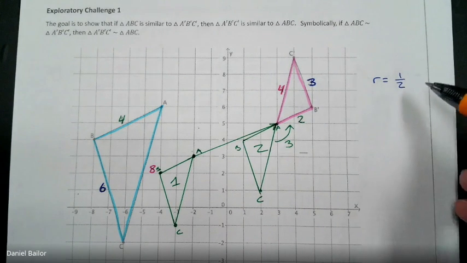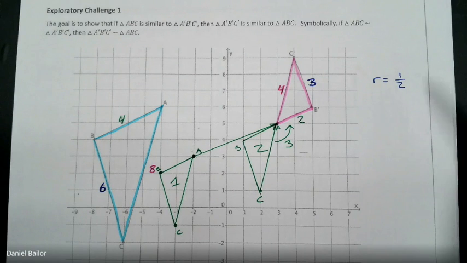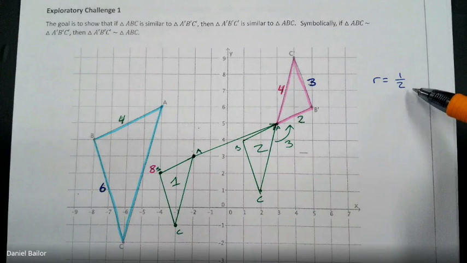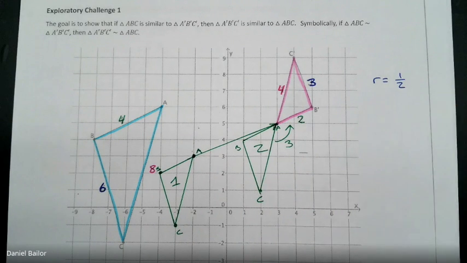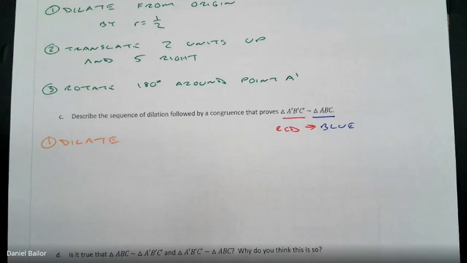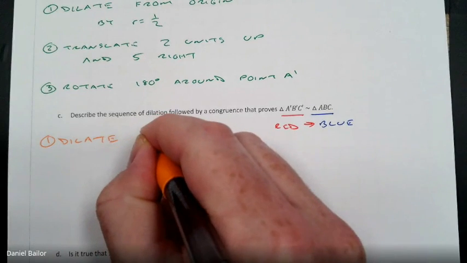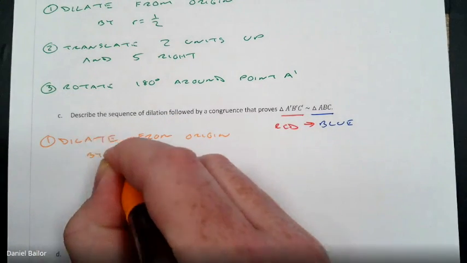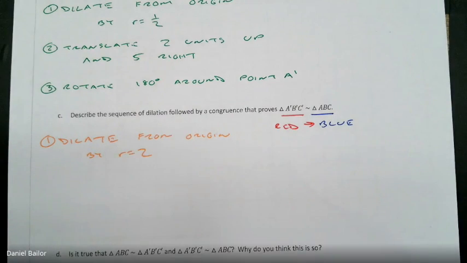So what R factor are we going to use? Well, if 1/2 made it smaller, we need to do the inverse of it to make it bigger. So we're going to use R equals 2. So we're going to do dilate from origin by R equals 2.